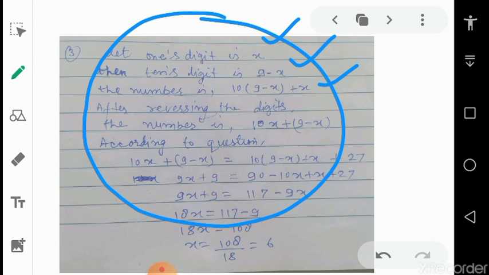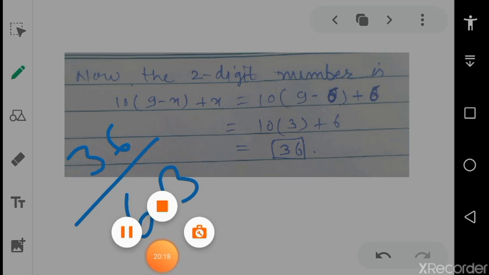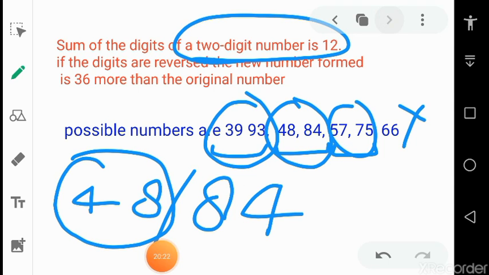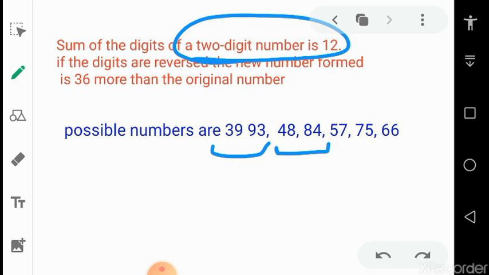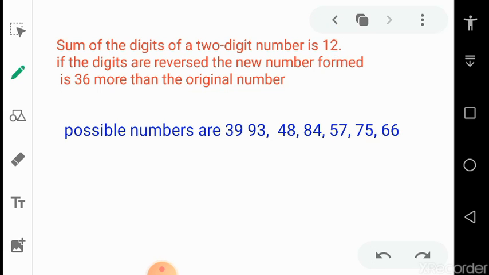Again, there is a trick. Finally, I want to tell you that when satisfying the conditions given in the question, write all the possible combinations of two digit numbers. Okay, here the sum of the digits is 12, so make all the possible combinations. Then find the second condition which is given. So if you have satisfied all the statements of the question, you can be sure the answer is always correct.